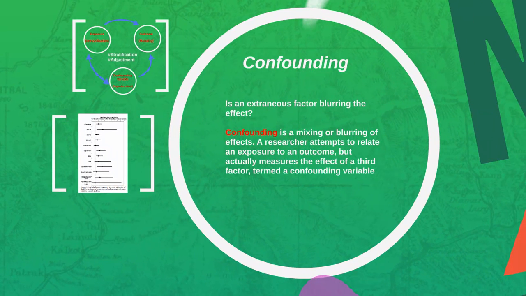So here we can now just take a step back and think about confounding. Great. It's a mixing of effect. It's a third variable coming in that might be blurring the effect between what I'm looking at originally.